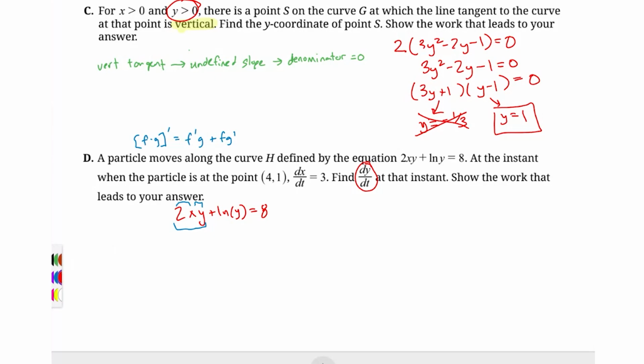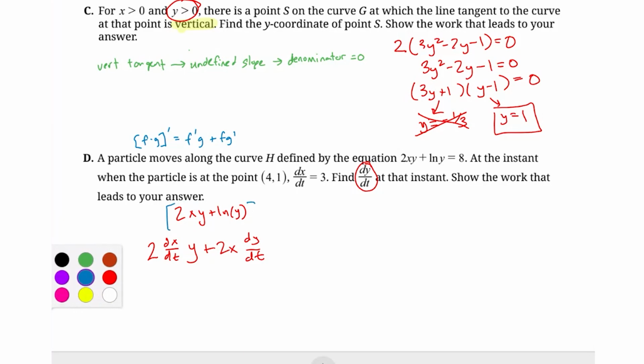So let's be very careful when we're differentiating this. We should get the derivative of 2x with respect to t is just going to be 2 dx/dt times y. So that's my f prime g, plus fg prime, f being 2x and g prime being the derivative of y with respect to t. And one thing I should probably write out here to make this very clear is I am differentiating with respect to t. So I'm saying d/dt on both sides.